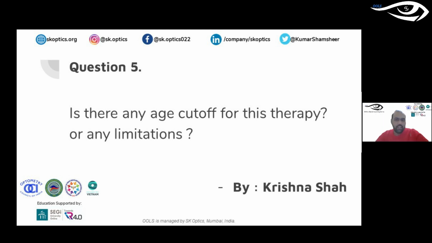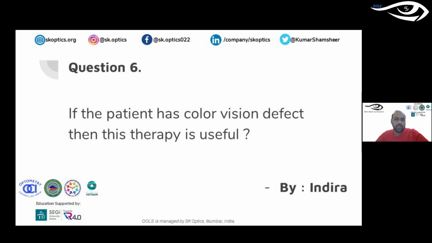Okay. One interesting question, I'll just take that. It just popped up on the chat. What if the patient has some color vision defect? Would this therapy be useful? Is that a prerequisite? I mean, you did mention there are some prerequisites for this. Is color vision a prerequisite? Would that be the thing which we need to look at?